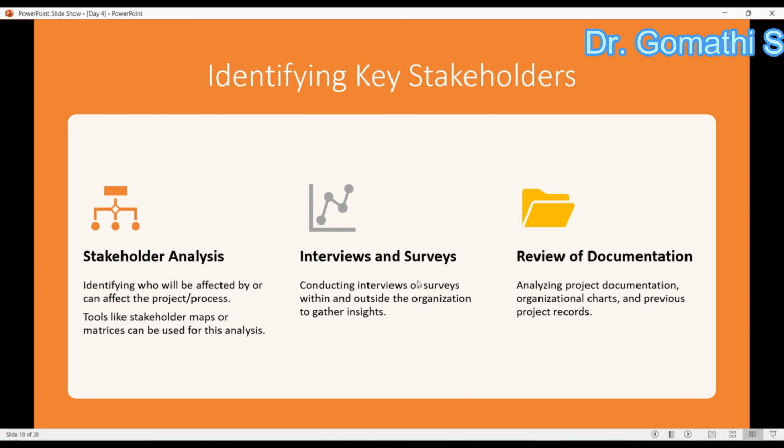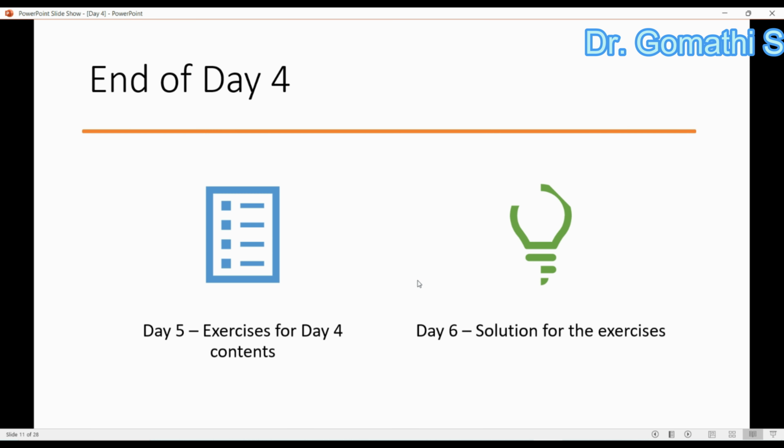So far we have been discussing the key stakeholders. So who is a stakeholder? Stakeholders are individuals or groups with a vested interest in the success and outcomes of a project or a business process. This includes anyone who is affected by or can affect the project's progression and results. You can identify stakeholders based on stakeholder analysis. You can even do interviews and surveys, or review documentation, analyzing project documentation, organizational charts, or something similar.